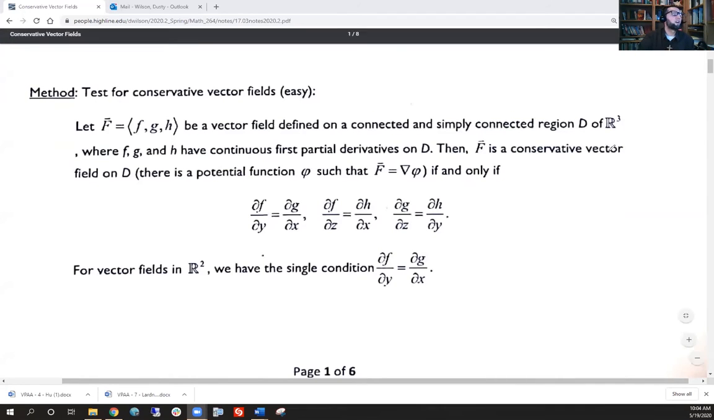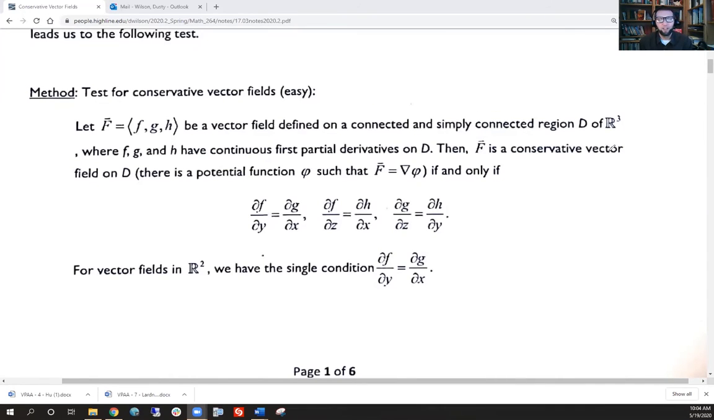So, a method to test for conservative vector fields. There's lots of complicated things in this section, but there's one really easy thing, and this is the easy thing. Let F equal to <f, g, h> be a vector field defined on a connected and simply connected region D of R3, where f, g, and h have continuous first partial derivatives on D. Then F is a conservative vector field, that is, there's a potential function, if and only if one of these conditions is true.